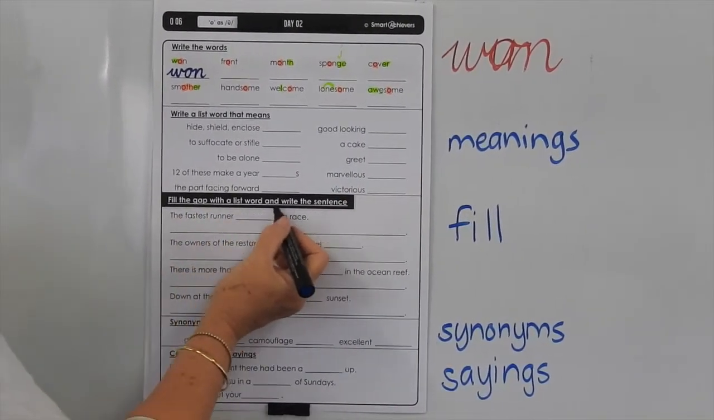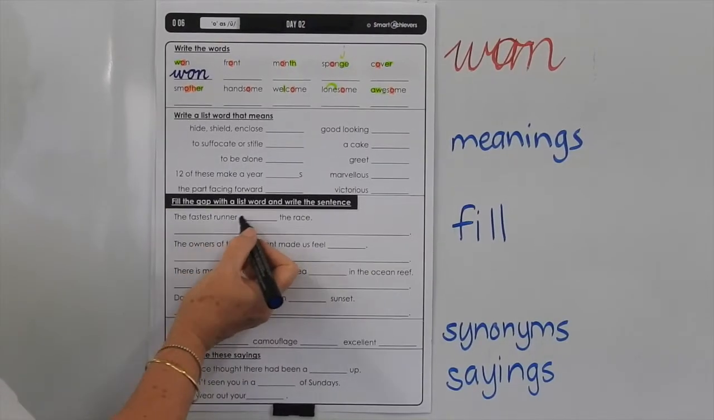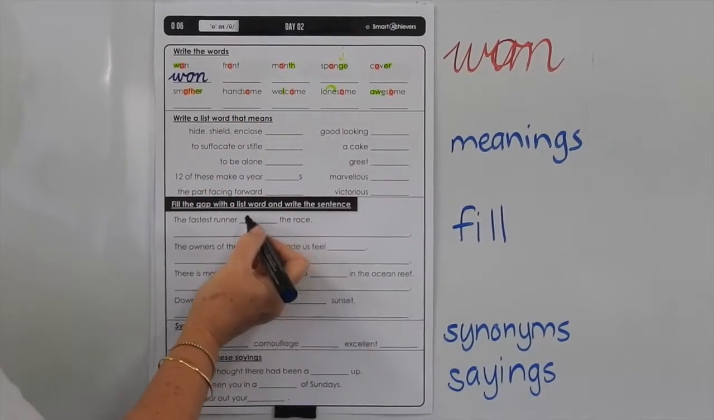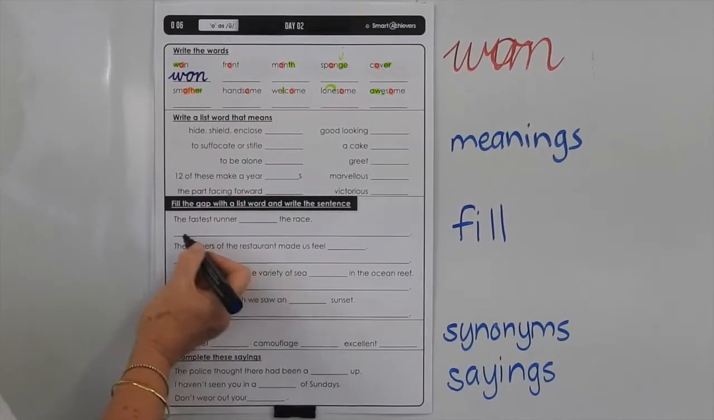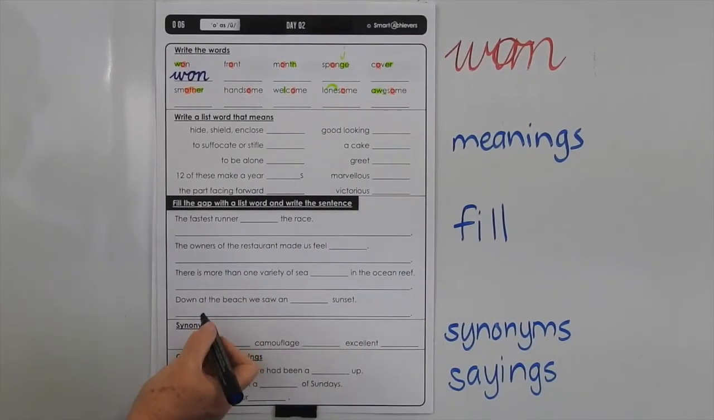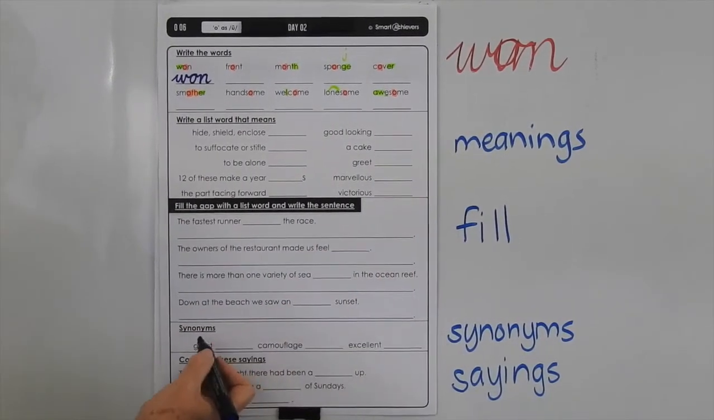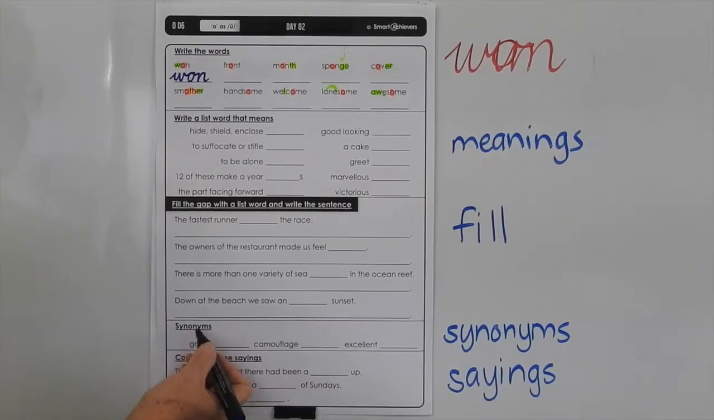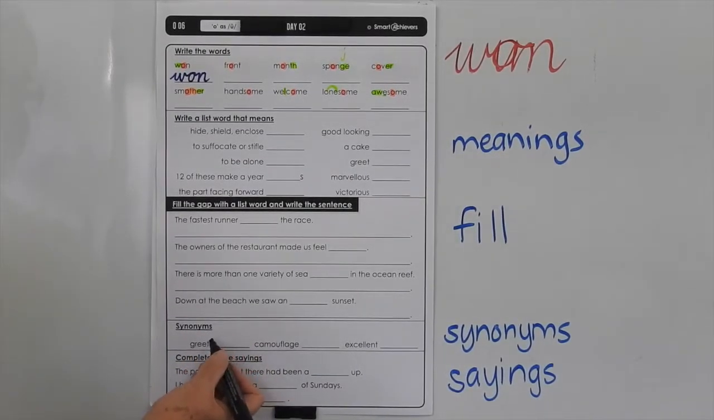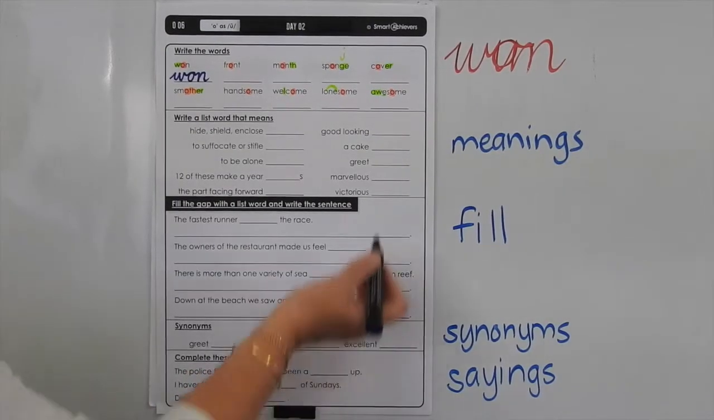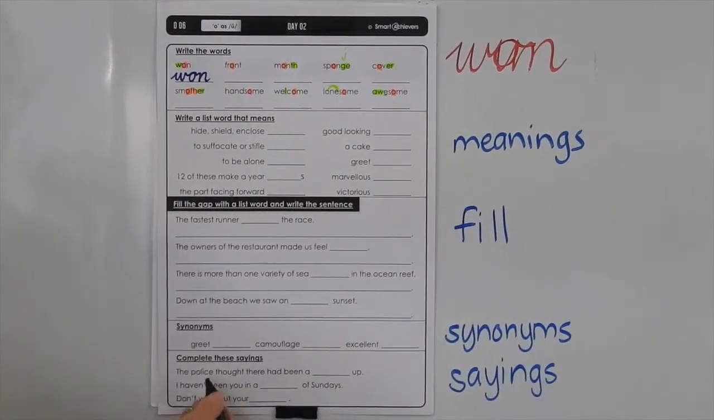Okay, fill the gap with the list word and write the sentence. So you've got to work out which of these words best fits that sentence and then write the whole sentence again. Great chance for you to practice your running writing. Synonyms are words that mean the same, so you've got to find the word that means the same as great, camouflage and excellent from these 10 words at the top.